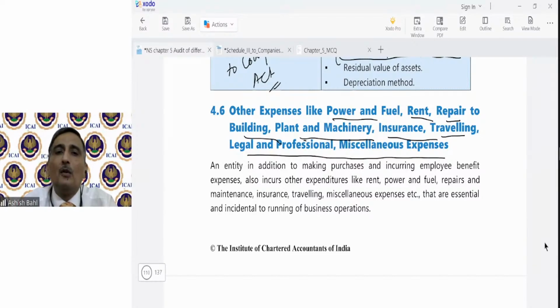And for repair to different items, repair to building, plant and machinery, the foremost important point for you would be to see that these expenses are in fact revenue in nature, that there is no such expense included under these heads which is of capital nature. Otherwise it is going to have an impact on the profits. It would reduce the profits wrongly. Okay.